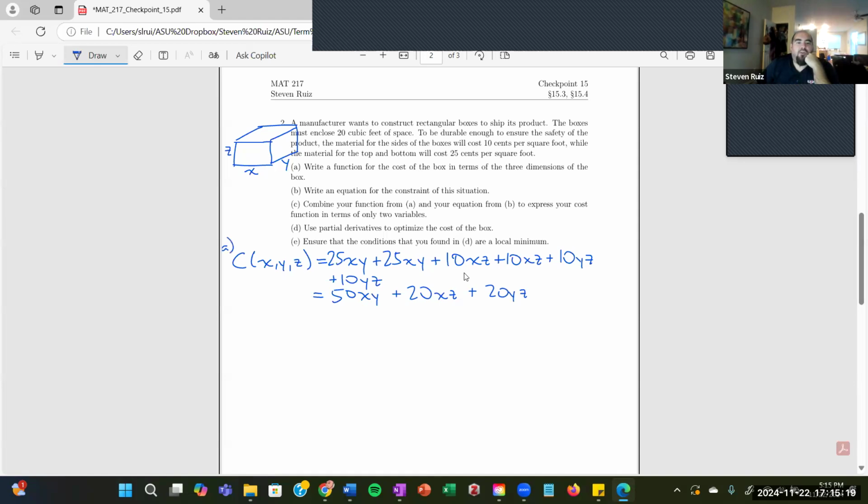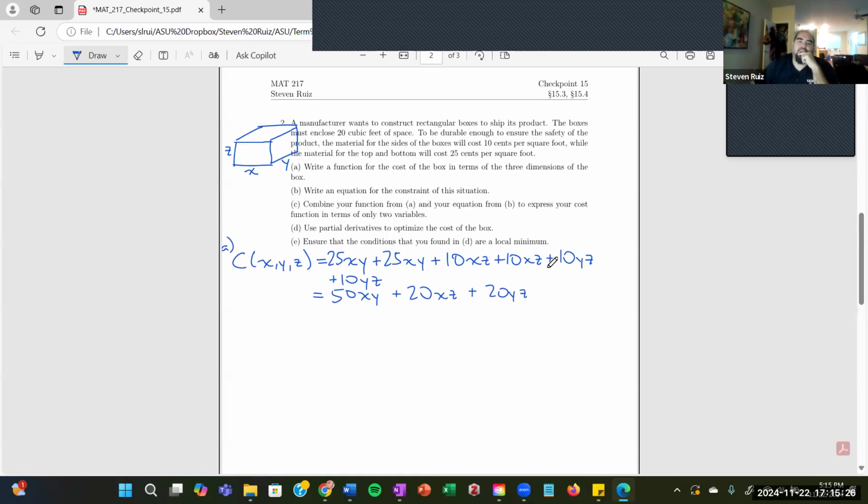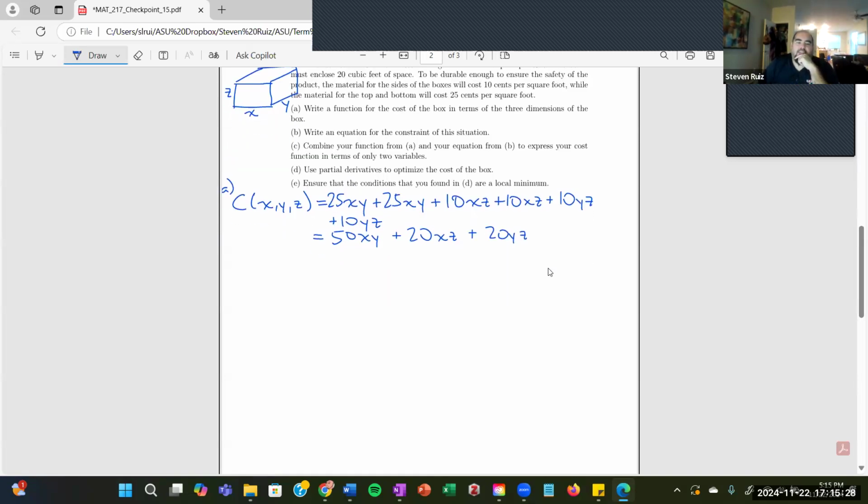So for part B, I want to write an equation for the constraint. So what's the constraint? The constraint is that basically I need to hold exactly 20 cubic feet of space here. So how do I find the volume of a box? By just multiplying all 3 dimensions together. So the constraint is going to be X times Y times Z equals 20. So there's my constraint.